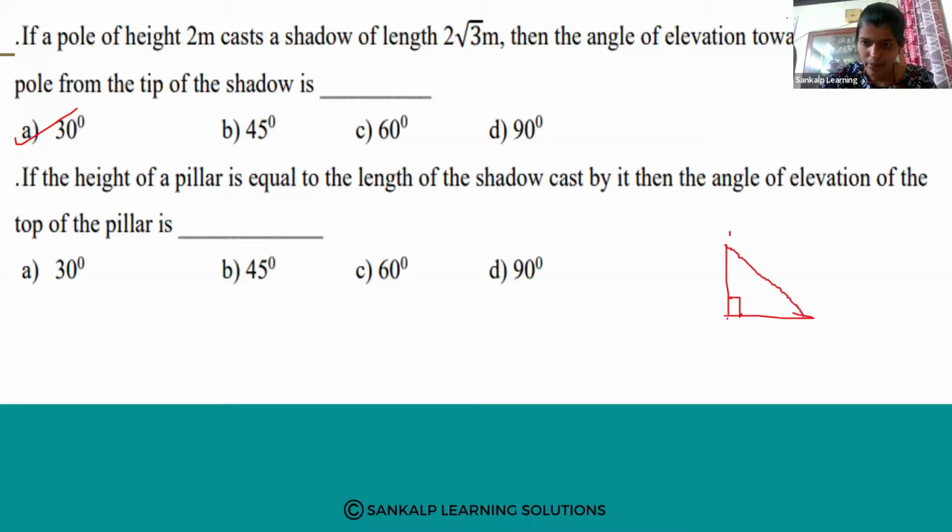See, this is ABC, triangle ABC. Height of the pillar is equal to the length of the shadow. Okay. So then one angle is 90 degree. The height of the pillar is AB and the shadow is BC. When the height of the pillar and the length of the shadow become the same, then you will get 45 degree.